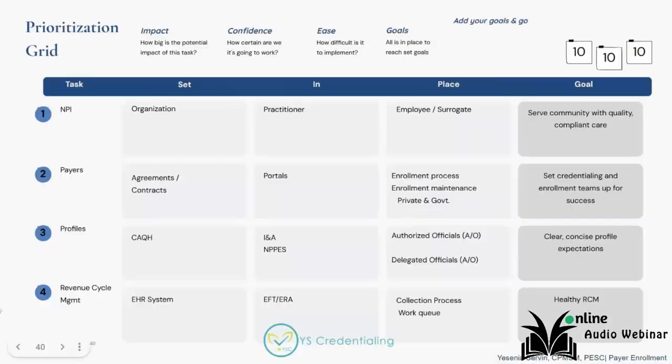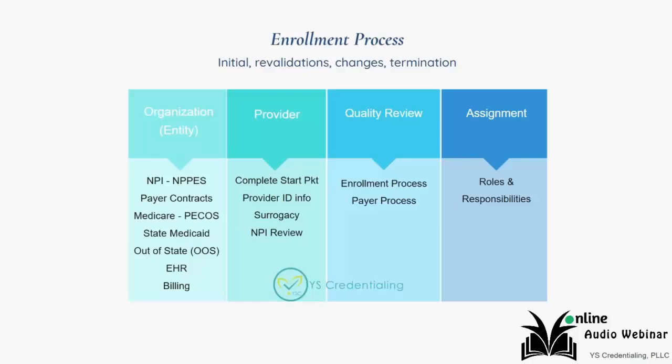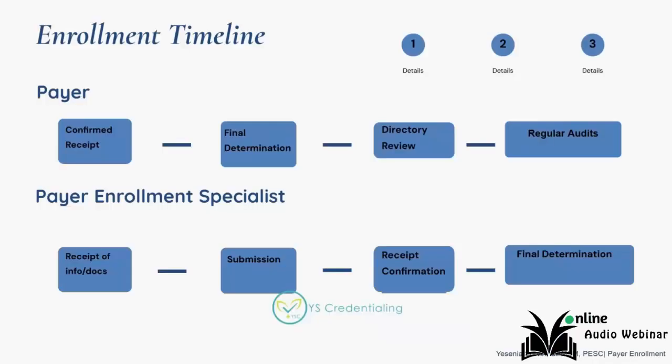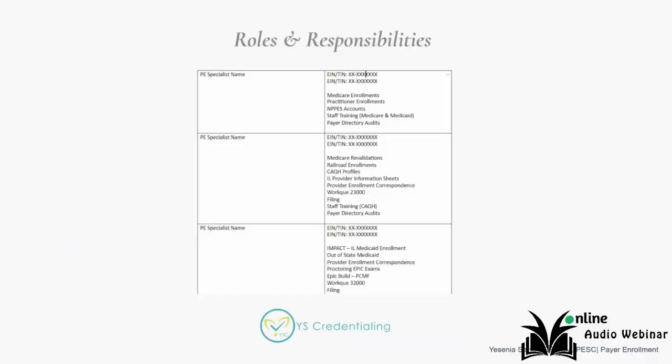You can create a prioritization grid. So for your organization, your entities, you're going to prioritize that NPPES, that contract, that PECOS. Your government will always be first. These are the policies or steps or checklists, whatever you want to call them, that can be created and can be built into your systems. Make sure you're completing a timeline, and this will look different depending on your payer. Again, more breakdown of how you want to do the splitting of responsibilities on your team.